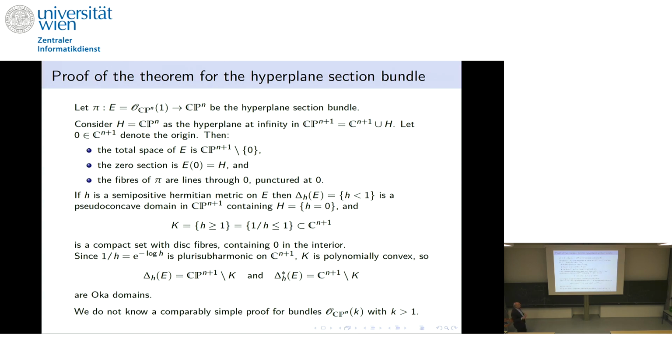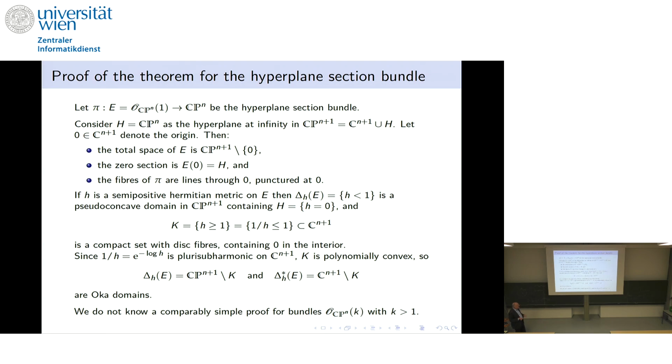But then I can use two theorems which I mentioned before. One is maybe this one. What is the deleted disk bundle? It is simply C^(n+1) minus K. So everything outside K is the deleted, the punctured disk bundle at infinity. And if I take the complement in CP^(n+1) minus K, this is the disk bundle. And this one is also Oka. I think I showed it in a previous slide, but I didn't explicitly point out. Okay, so this is really a simple observation.